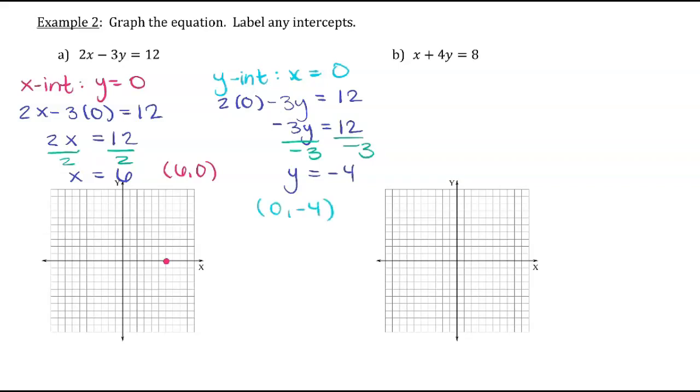We can plot the point (0, negative 4) by not going left and right, but only going down 4 units. Now that we have these two intercepts, we can graph the line that corresponds to this linear equation. There's only one line that goes through both of these 2 points. And we've now graphed the equation. Let's take a look at part D.